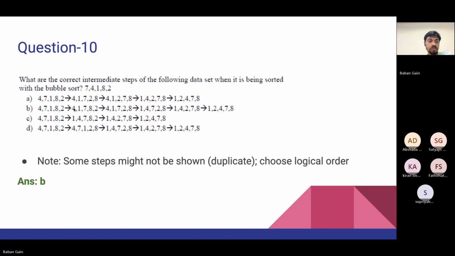Okay, so if you go step by step, 4, 7, 1, 8, 2, then 4, 1, 7, 8, 2. So here only these two positions will get exchanged, 4 and 7, the rest of the three will remain the same. Here 1 and 7 will get exchanged. So 4, 1, 7, these two will remain the same. So this one is the only correct option.